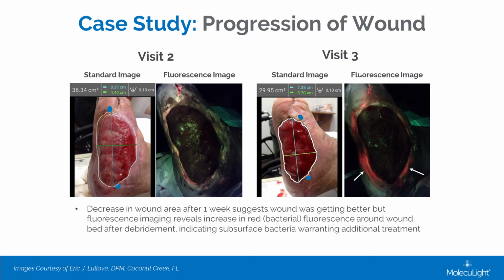So as you can see here on the progression of this patient on the second slide image, going from visit 2, which we have previously seen, to visit 3, the amount of fluorescent bacteria was reduced at the superior aspect of the wound, but he had more highlighting red fluorescence on the inferior plantar and dorsal lateral aspects of the wound.